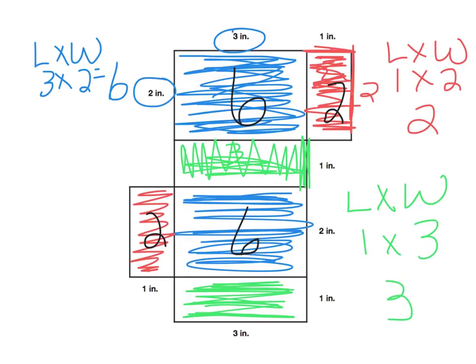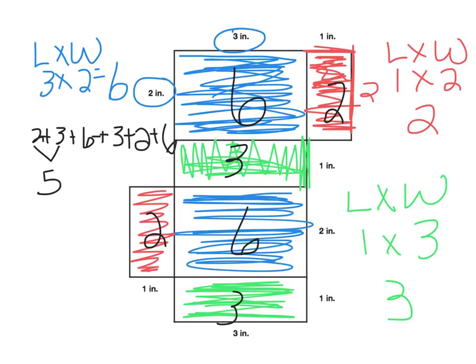So my green sections will be, why do I keep doing that? My green sections will be 3. And then all I have left to do is to add them up. So we have our 2 plus 3 plus 6 plus 3 plus 2 plus 6. So when I have that all written down, I chunk it together.